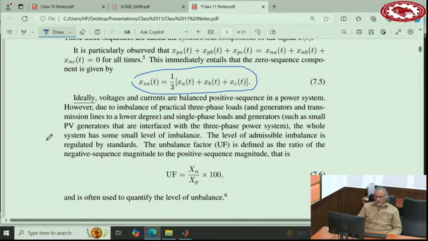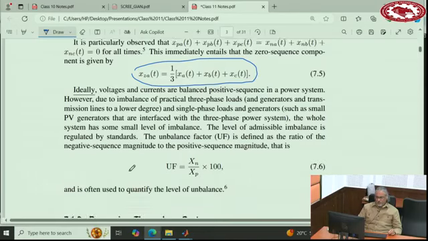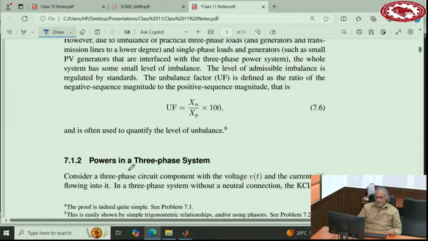Okay, unbalanced factor. In practice, ideally, in a power system, we would like to have only positive sequence. If you have negative sequence, you can define the ratio of the amount of negative sequence to the amount of positive sequence as the unbalanced factor. You can bring in zero sequence, but normally you only talk about negative sequence for the unbalanced factor.